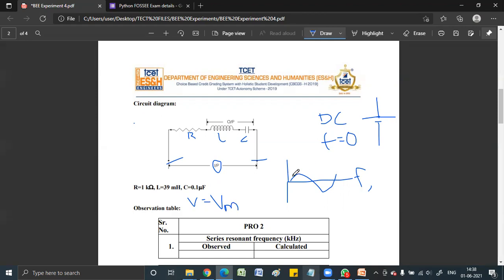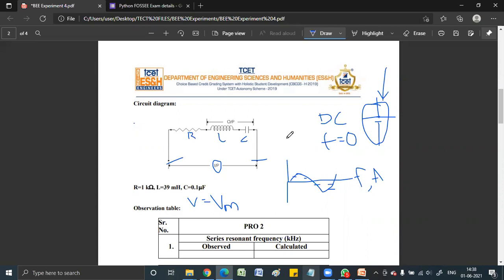So when you draw an AC signal, it comprises two parts, right? It comprises the amplitude of the AC signal at each and every instant, and it comprises the frequency of the AC signal. So can you represent your AC signal like this?